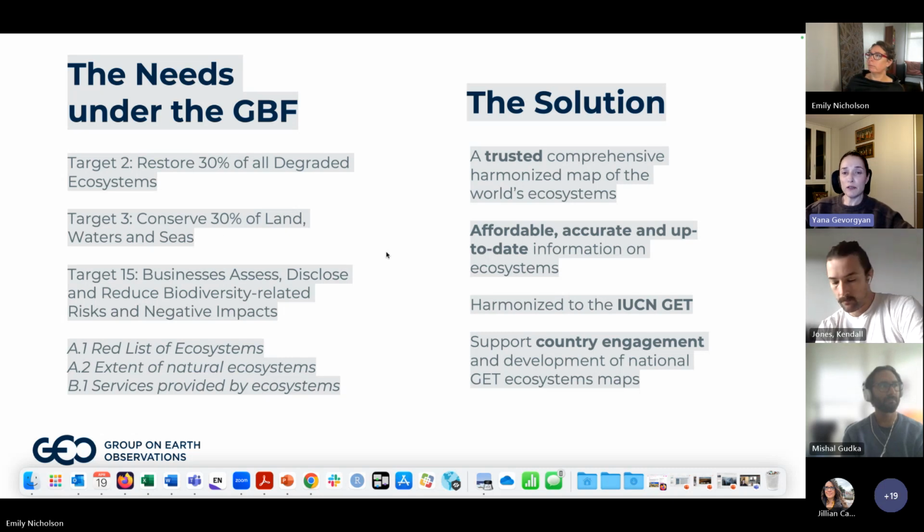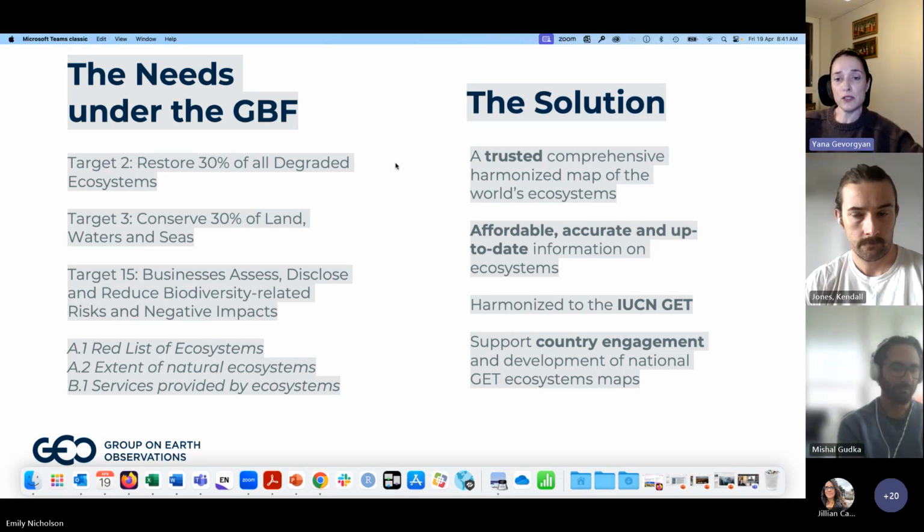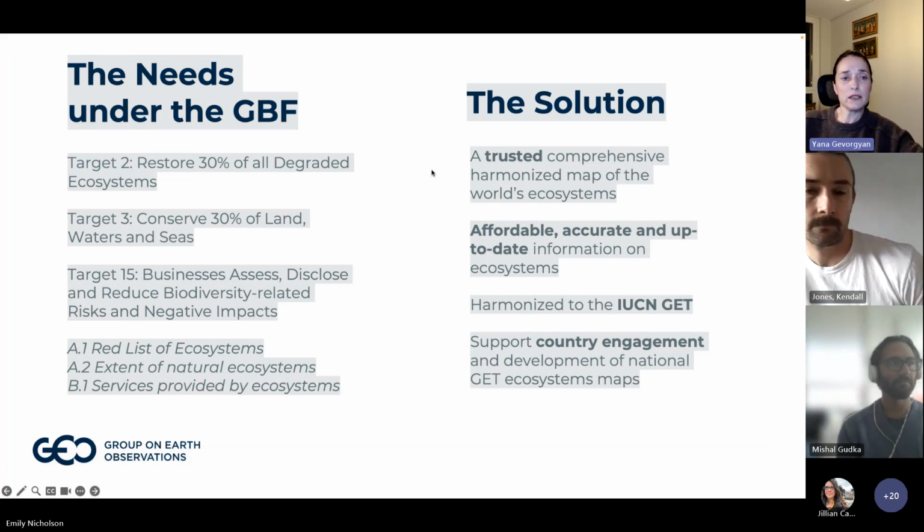And so the solution, from where we stand, ought to be a trusted, comprehensive, harmonized map of the world's ecosystems that provides affordable, accurate, and up-to-date information on ecosystems that is harmonized to the international standard that is the IUCN Global Ecosystem Typology, GET, and supports country engagement and development of national GET ecosystem maps. Next slide, please.